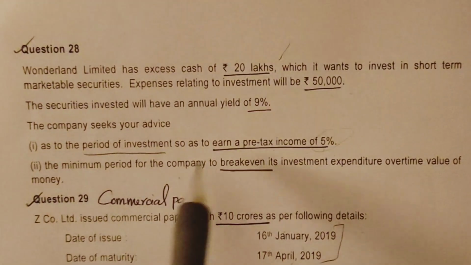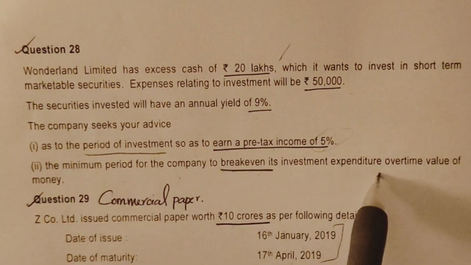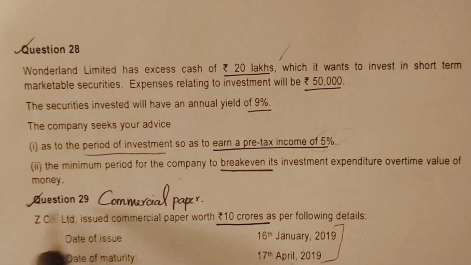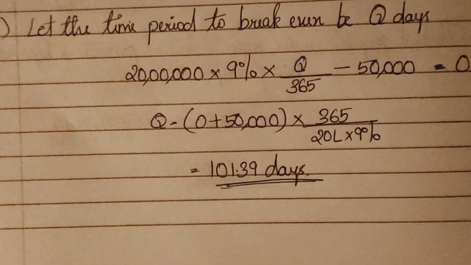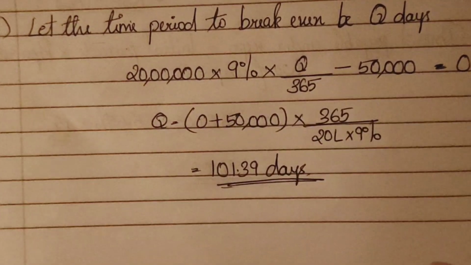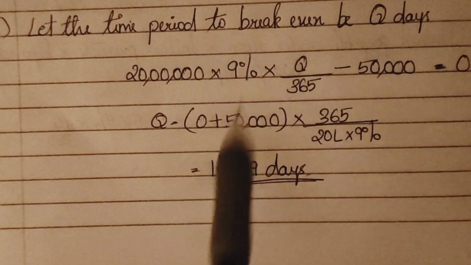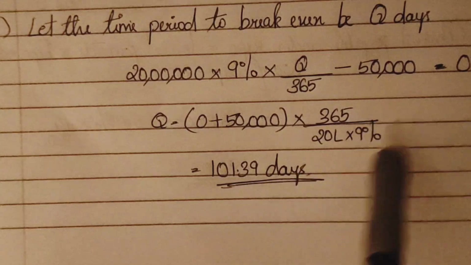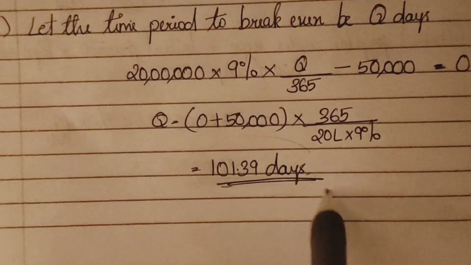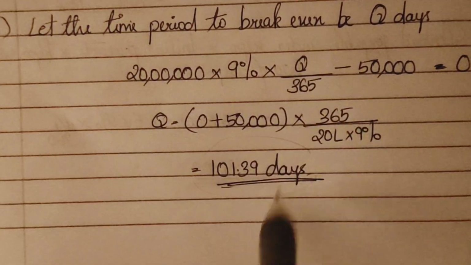The minimum period for the company to break even its investment expenditure over time value of money. Break even എന്ന് പറഞ്ഞാൽ എന്താ? There is income minus expense will be 0. Same formula substitute ചെയ്തിട്ട് ചെയ്യുക. അപ്പോൾ 101.39 days will be the time period to break even.